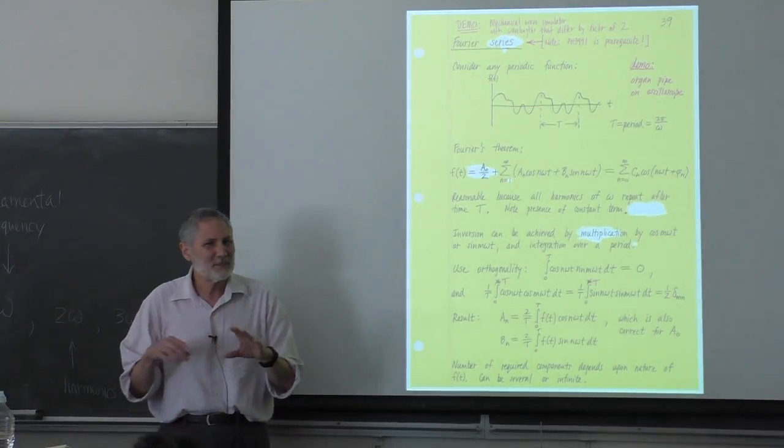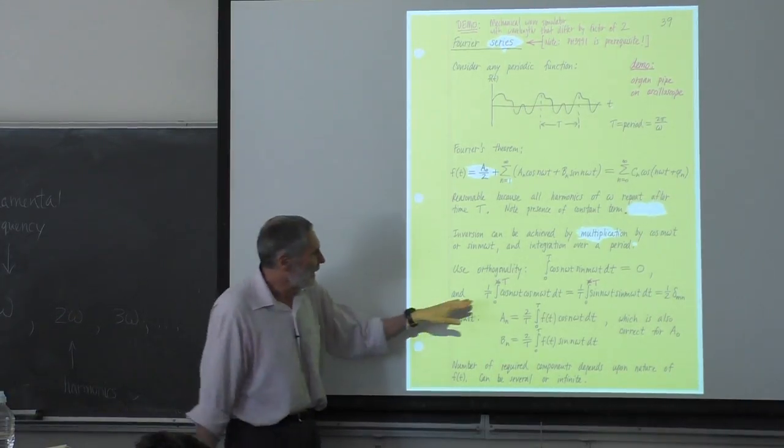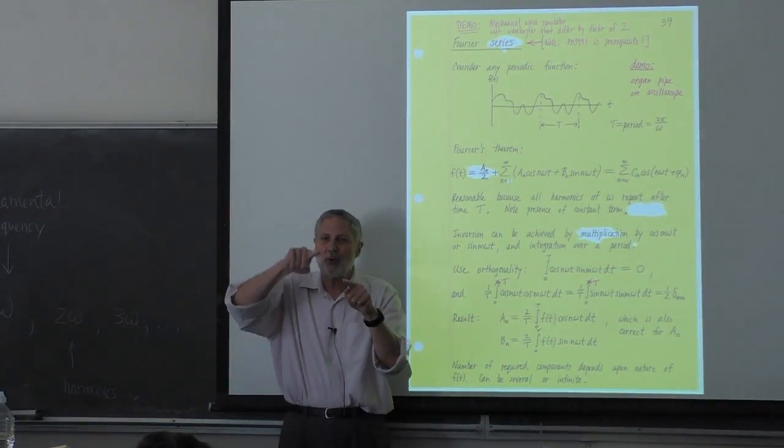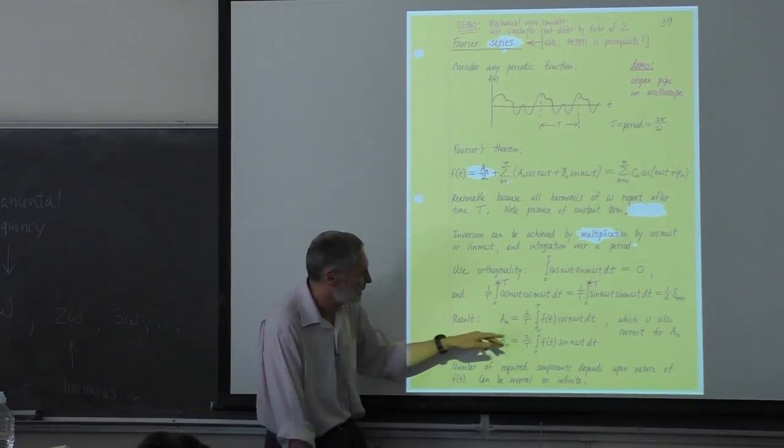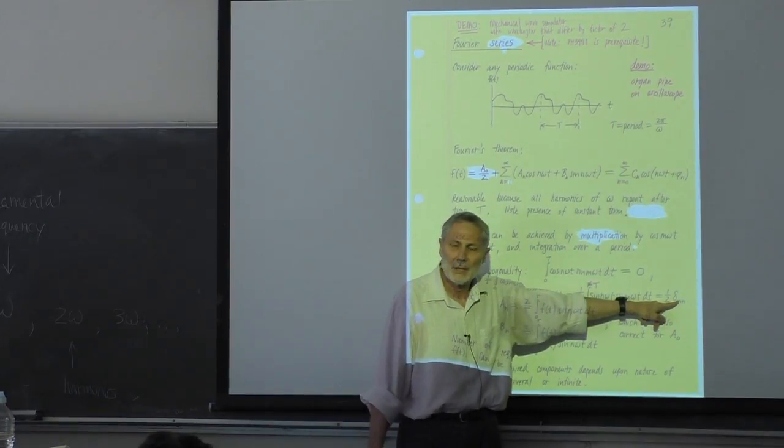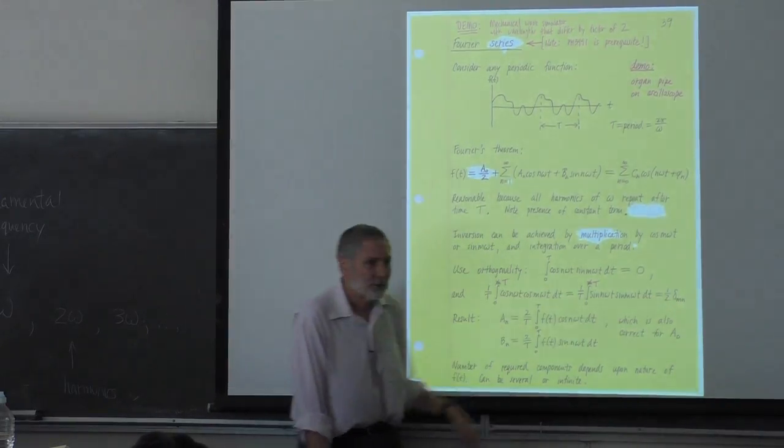Can you see it in the notes or in your heads? So the average, this cosine squared is going between 0 and 1. The average is 1 half. Same way with the sine. Phase doesn't matter. So that's why we use the Kronecker delta here. When n equals m, we're going to get 1 half.